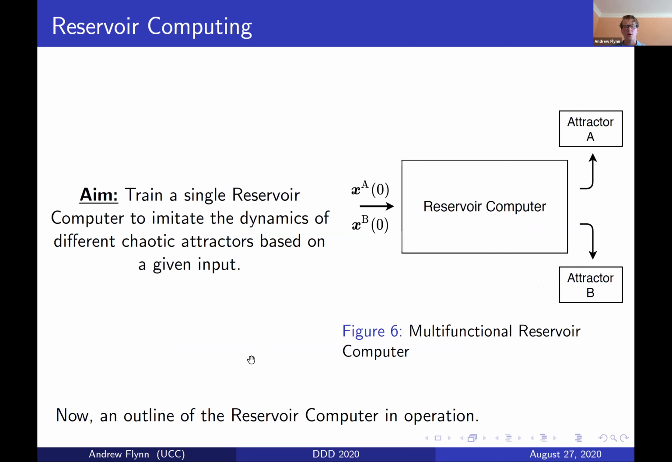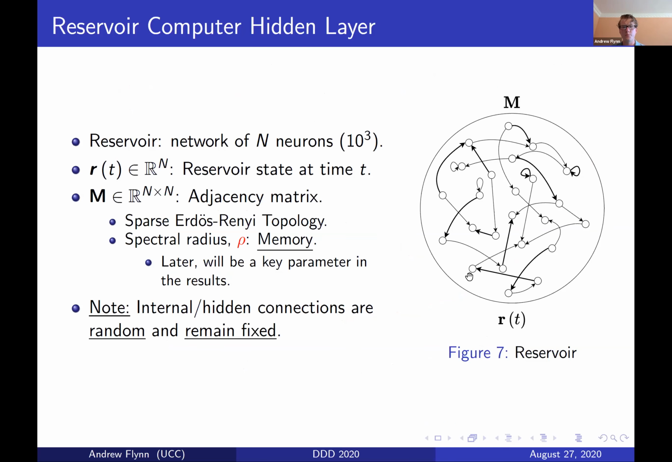So with that in mind, the objective is to train a single reservoir computer to imitate the dynamics of different chaotic attractors based on a given input. So this is what we want to do today. So first, a quick outline of what reservoir computer operation is all about.